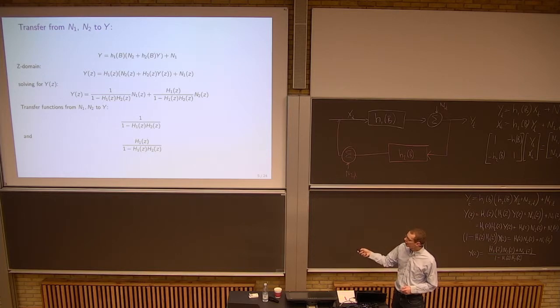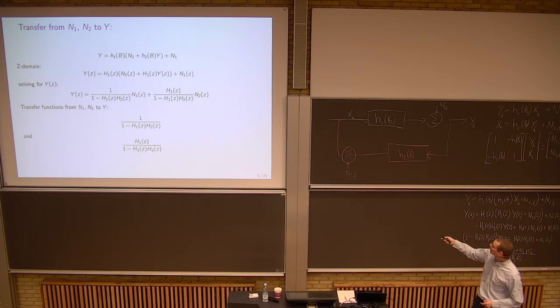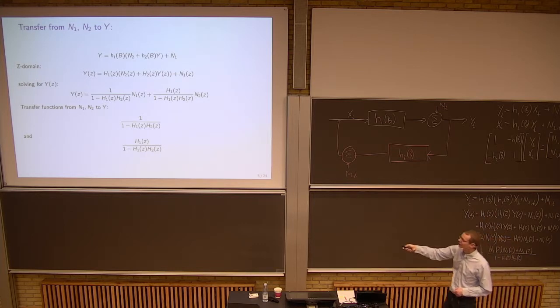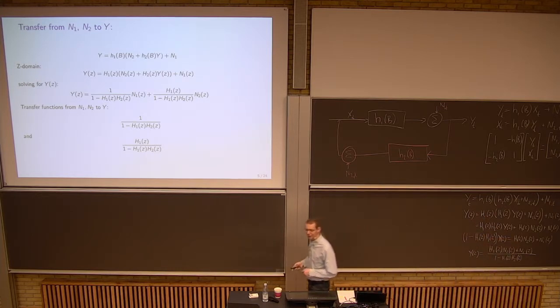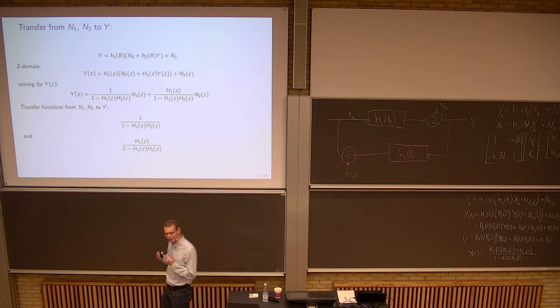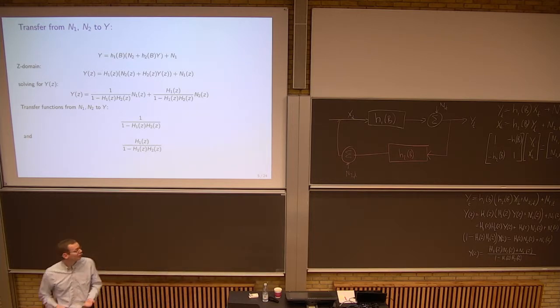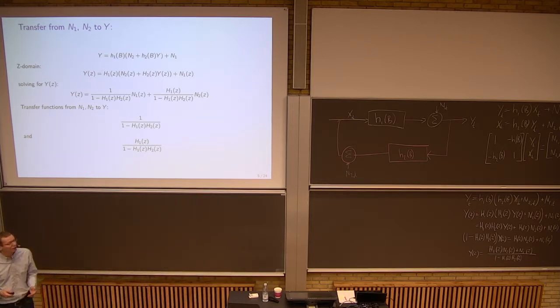And for n2 to y, well, first it has to go through h1 before it can get to y. Therefore, you have an h1 at the top there. So I think it makes also somewhat intuitive sense. I think what is difficult intuitively to see is the 1 minus h1 h2. That was why I wanted to go through the calculation there, to see where that comes from.